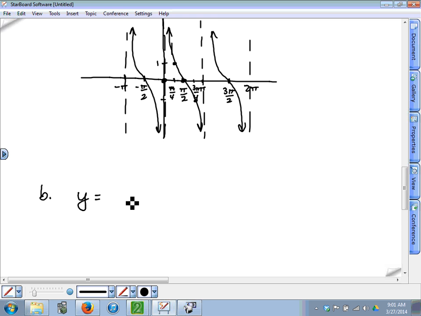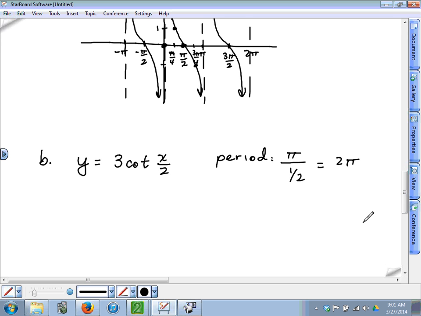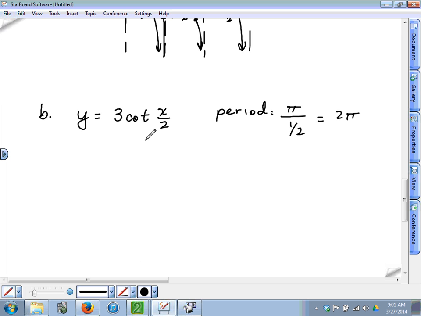So let's take a look at this one. Y equals 3 times the cotangent of x over 2. The period would be pi, not 2 pi, but pi over 1/2, which is 2 pi. What about an amplitude? There is no amplitude. However, we are still going to make use of this 3 here in a second. I'll show you what I mean by that.